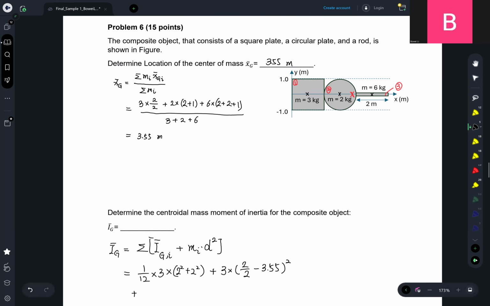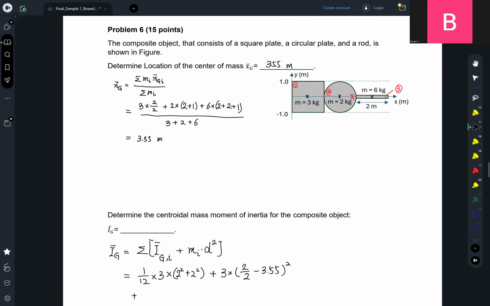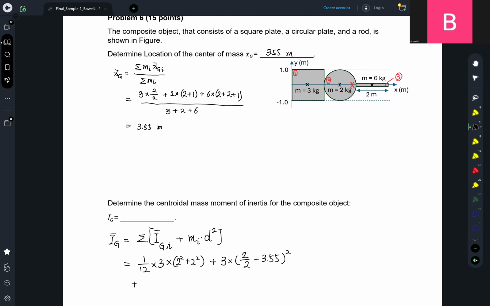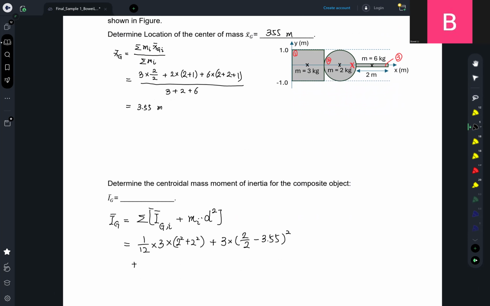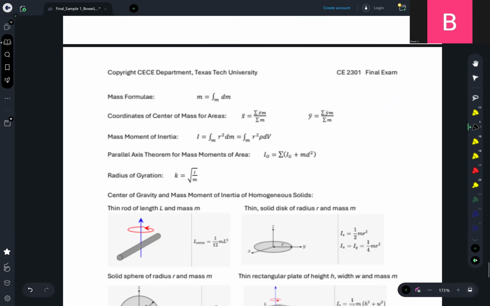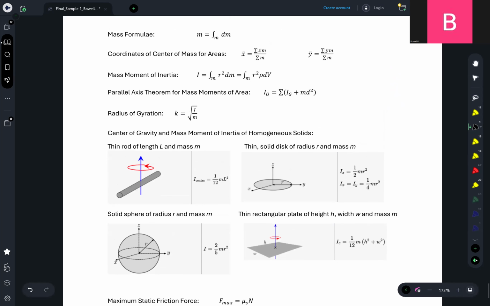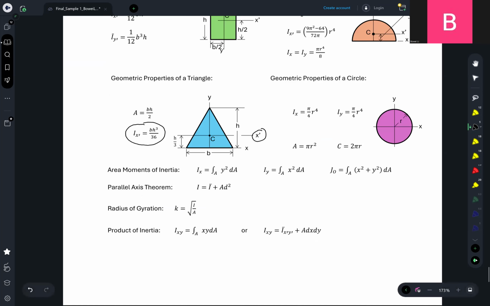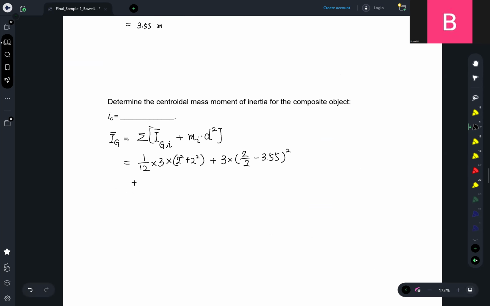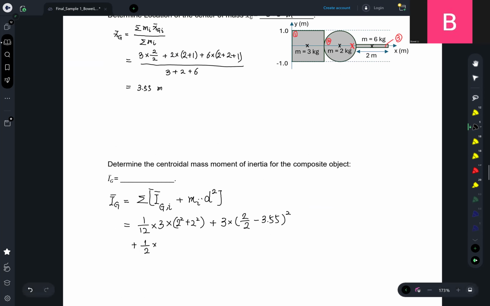The second part is a circular plate. Please note again, it is not a sphere. Okay, it is a circular plate. So for the circular plate, again we can go to the appendix, and we see that for the circular plate here, it is 1/2 times the mass times the square of the radius, right? Okay, so now it is 1/2 times the mass, which is actually 2 kilograms. Okay, and then the square of the radius, and the radius is actually 1, right?